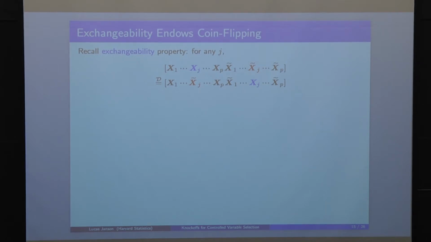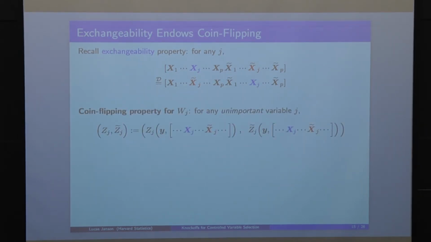Okay, so now what I think is the most important slide of this talk: why do steps 1 and 2 actually give us the coin flipping property? The exchangeability property that we've assumed holds is this one. I've just repeated it from the earlier slide. And what we want is coin flipping for null wj.